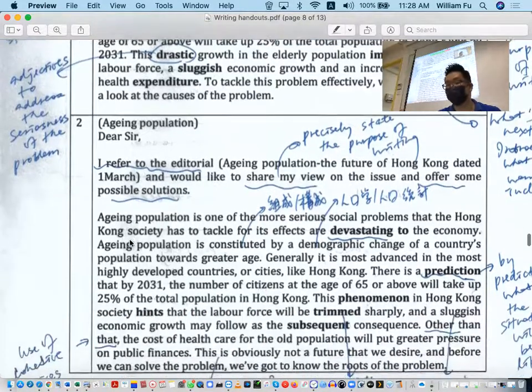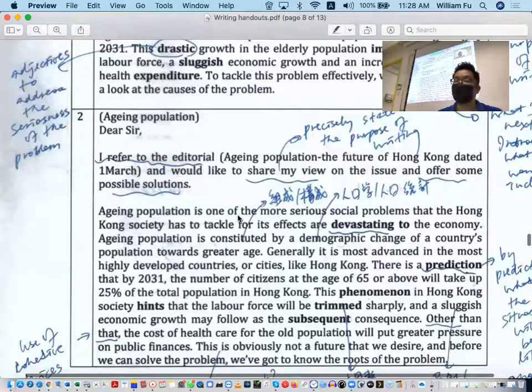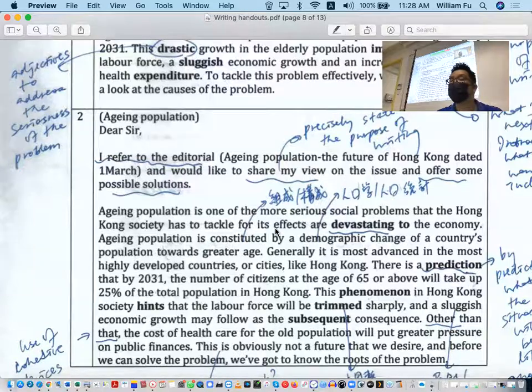And then the second paragraph: aging population is one of the more serious social problems that Hong Kong society has to tackle, for its effects are devastating. What's the meaning of devastating? Yes, really sad. Or maybe you fail your exam, or you got dumped by your boyfriend. Then you got really sad, devastating. Okay, to the economy this time.